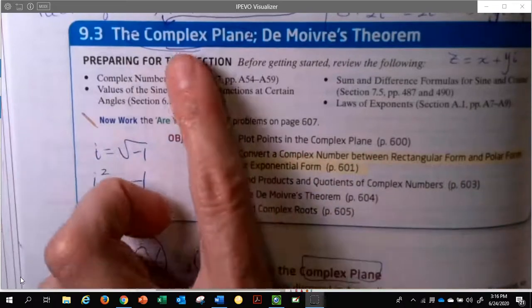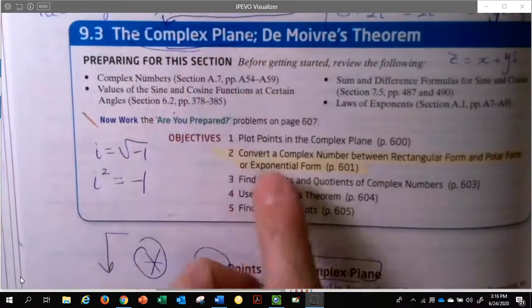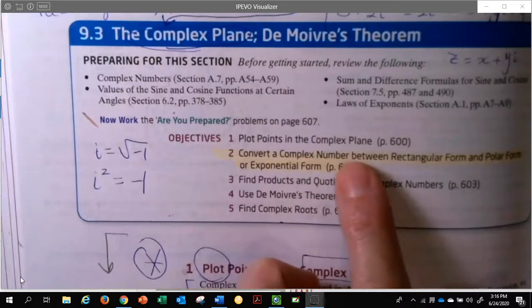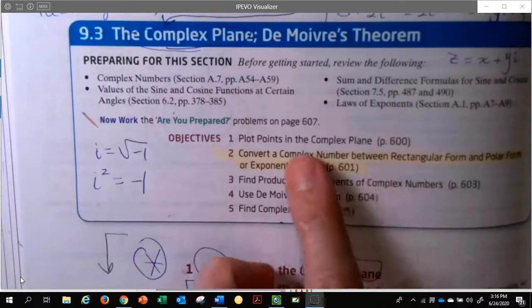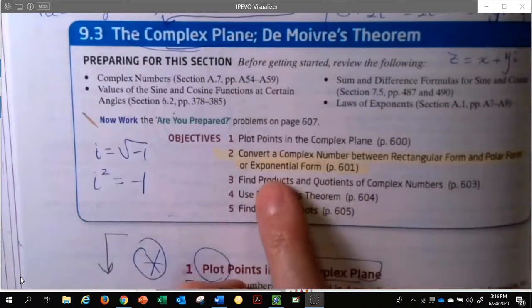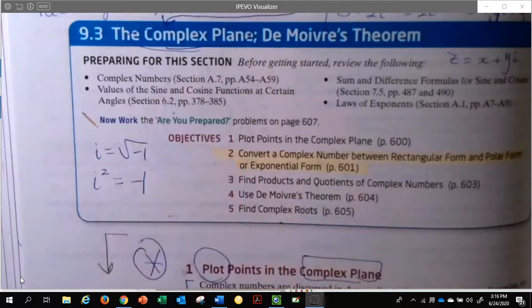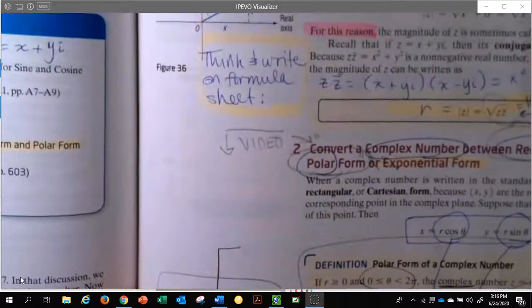So we're talking about this complex number, complex plane. Can you convert it to a rectangular form? Can you convert it to polar? Can you convert it to exponential? So the videos that go along with this book are very good. I just want to highlight a couple of other items.